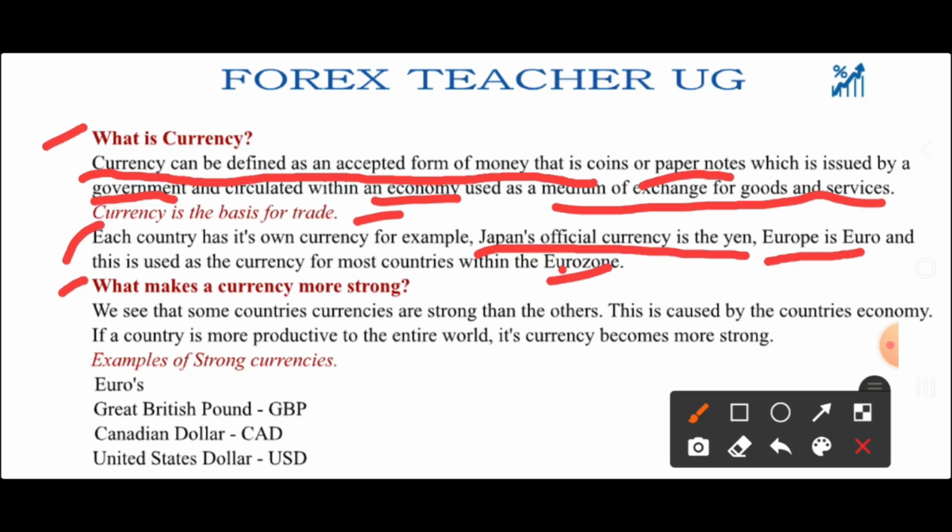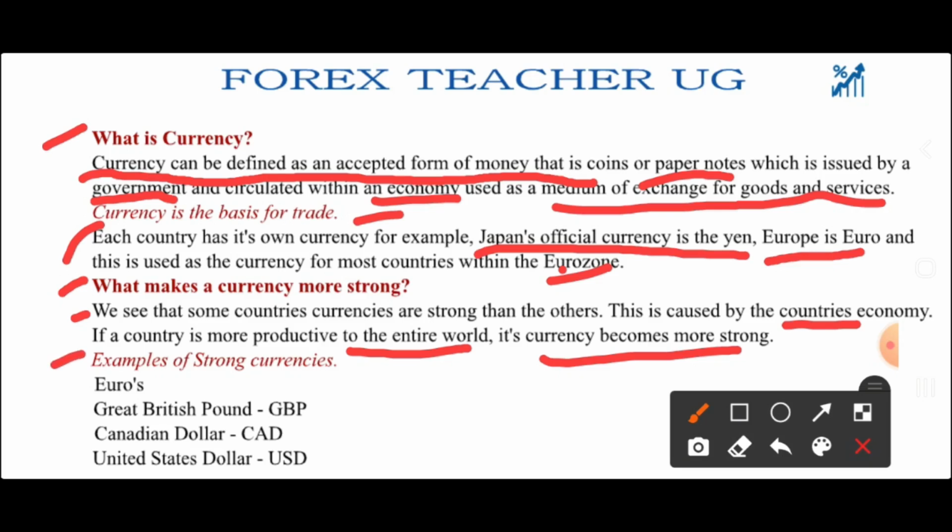So what makes a currency more strong? We see that some countries' currencies are stronger than others. This is caused by basically the country's economy and the political strength it has. So if a country is more productive to the world, its currency becomes more strong. And of recent, we are seeing China is also becoming extremely strong. The Chinese yuan is becoming more strong. China is growing economically worldwide, and it's almost becoming the biggest number one.